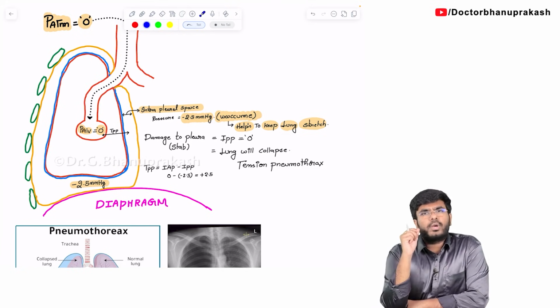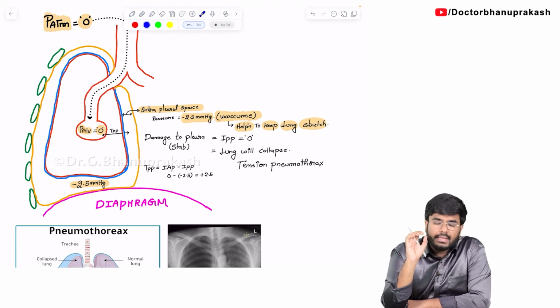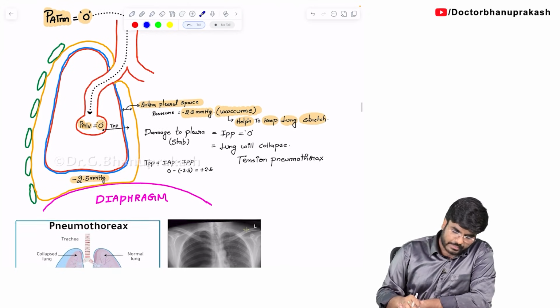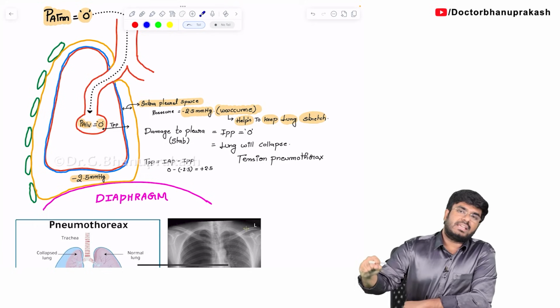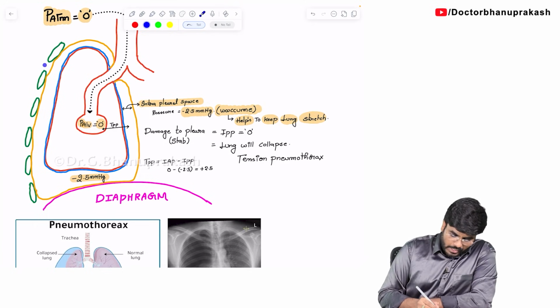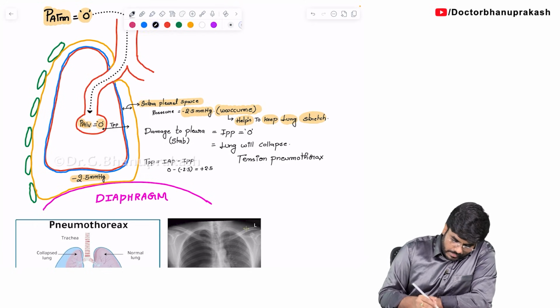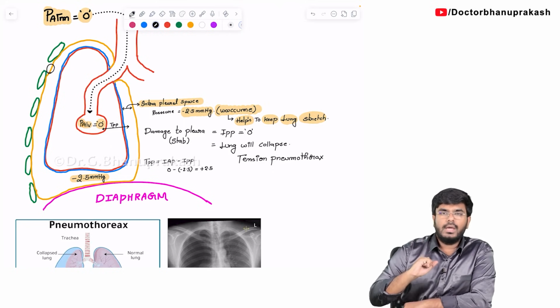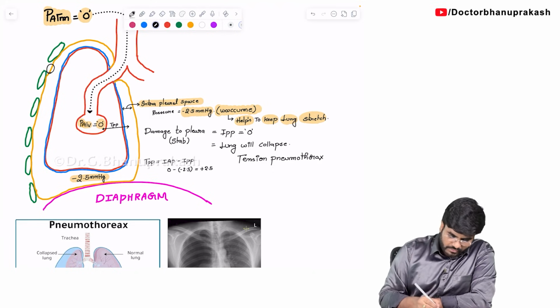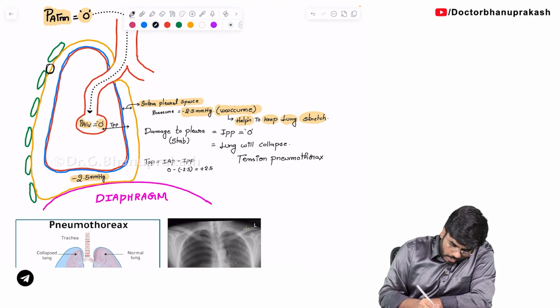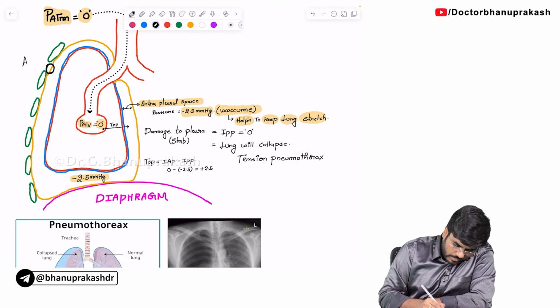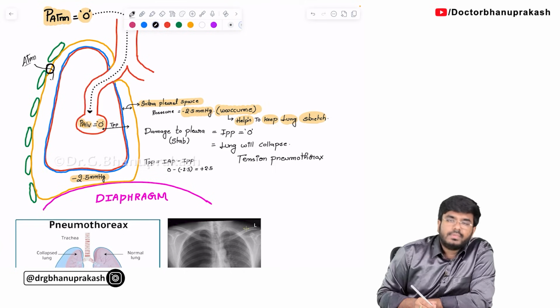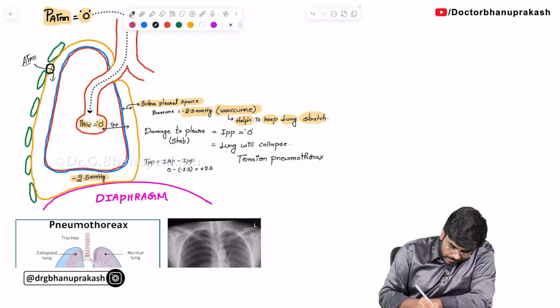Now, why is this important for you? Imagine that this patient has a stab injury. Today he has had a road traffic accident or a stab injury where his pleura is punctured in this area. There is a stab injury or some flail chest, because of which the pleura in this area got damaged. So what will happen? Now the atmospheric pressure, that is 0, will enter into the pleura, and the intrapleural pressure also becomes 0.